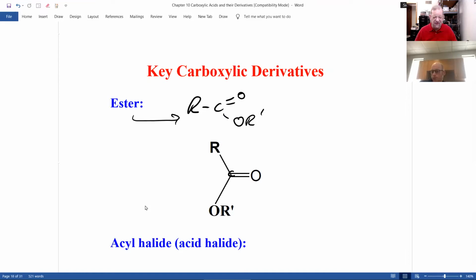Cute story: at the other school, when I taught this one semester, I had a student whose name was Esther. And whenever I did this chapter, anytime I said ester, her head would snap. Did you call me? No, I'm talking about the functional group. All right, so this is an ester.